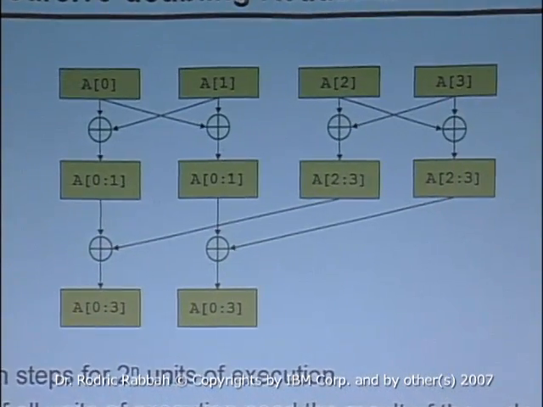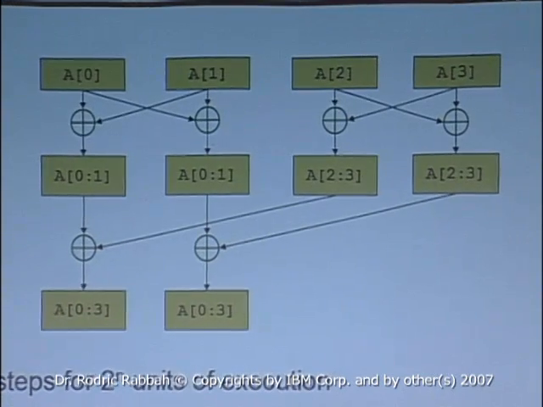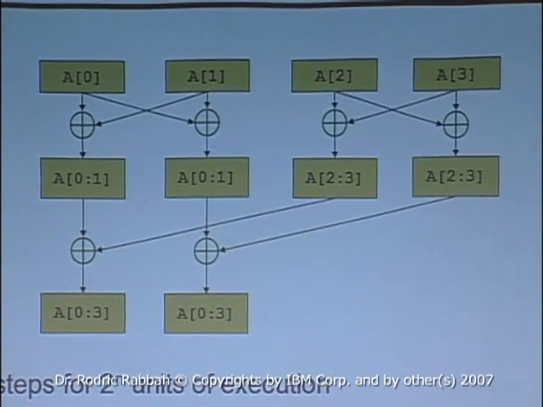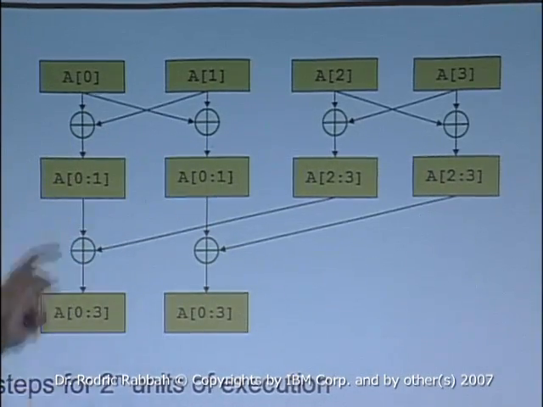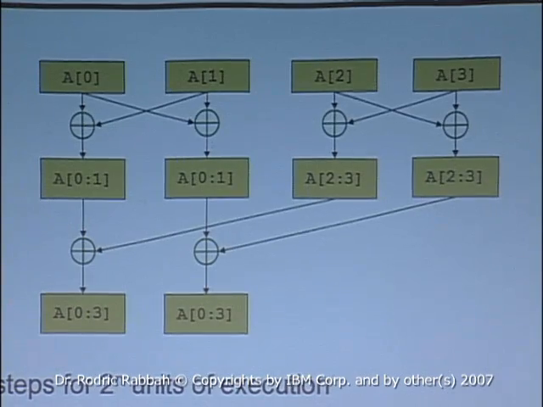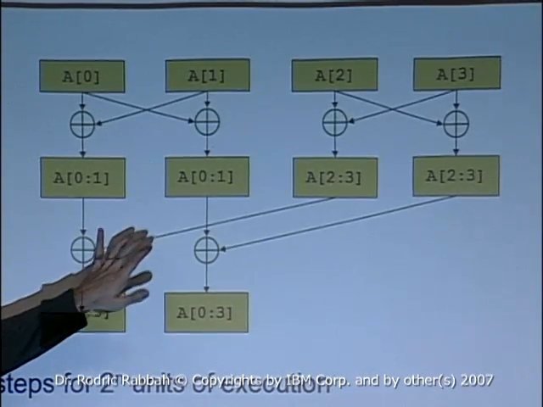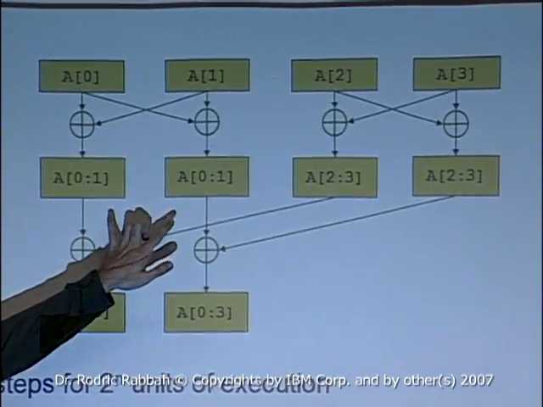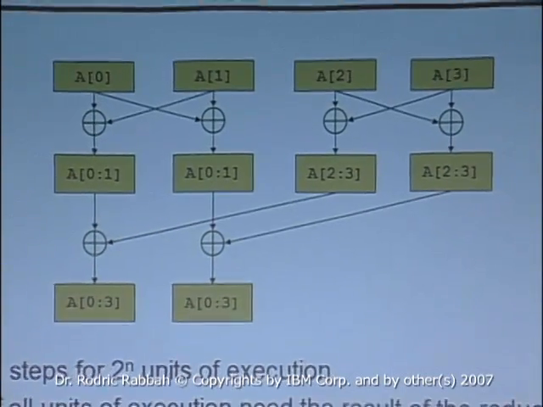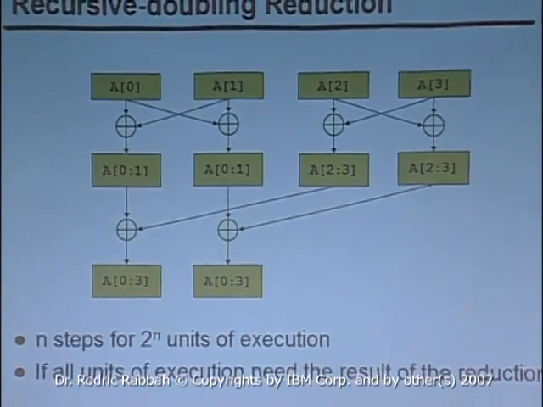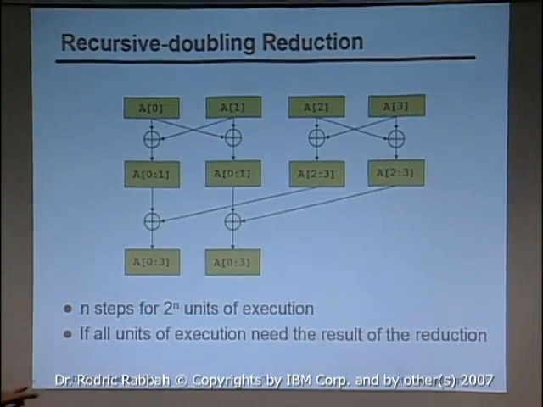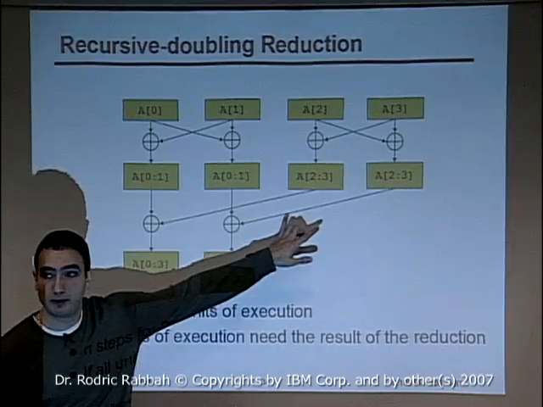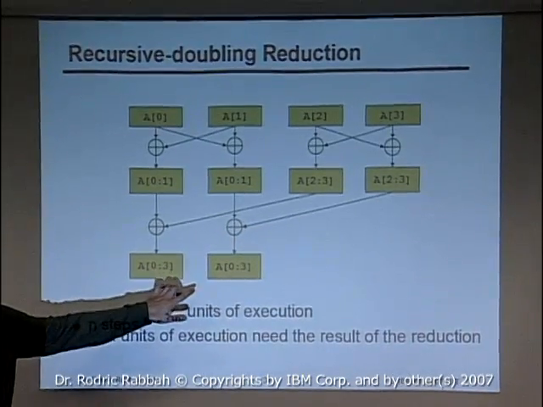A0 and A1 together. But for each process that has a value, we do a local exchange. From here, we communicate the value to here, and from here, we communicate the value to here. Now these two processors that had the value independently both have a local sum, A0 to A1. Similarly, we make the symmetric computation on the other side. And now we can communicate data from these two processors here to come up with the end.